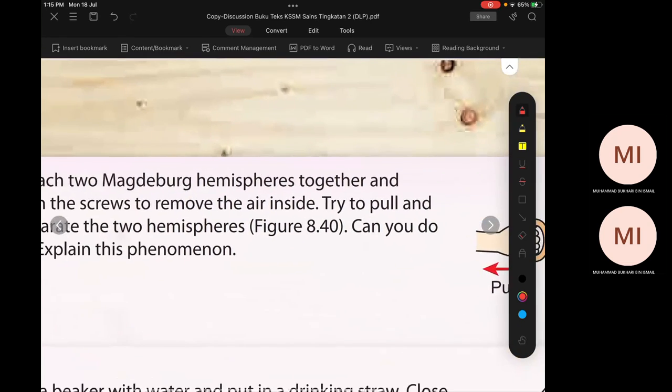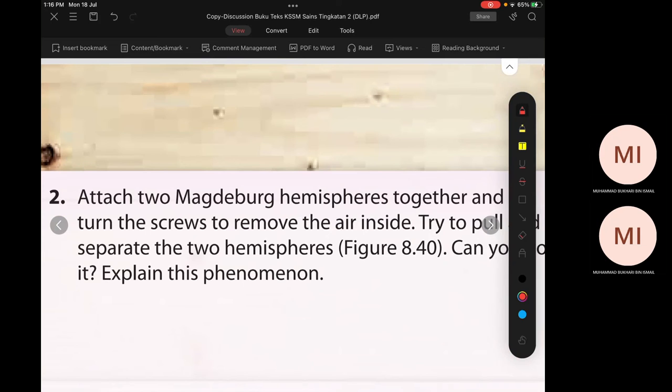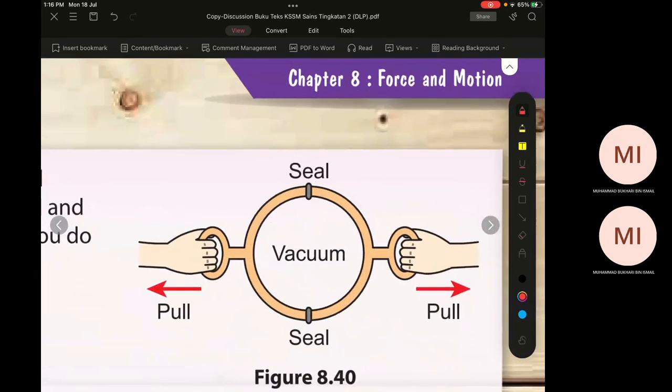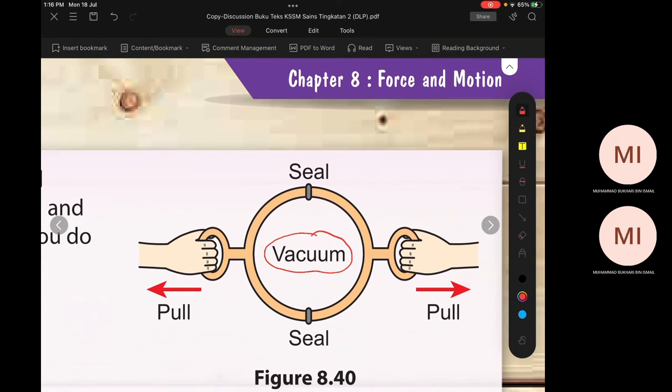What is this? Magdeburg hemispheres. Inside the sphere is vacuum. So atmospheric pressure pushes it in every direction. So you will find it very hard to pull it.